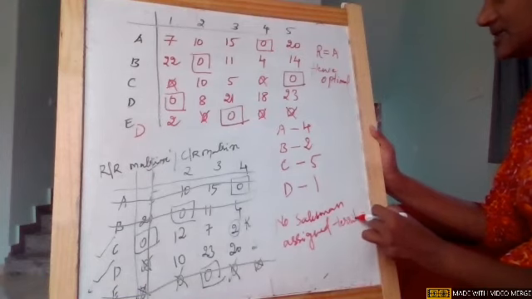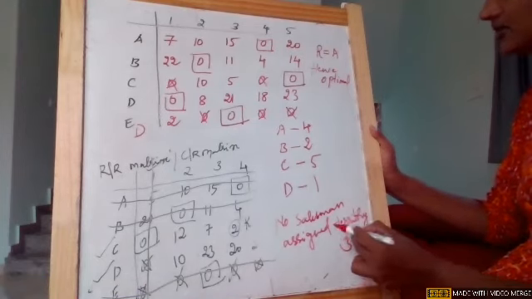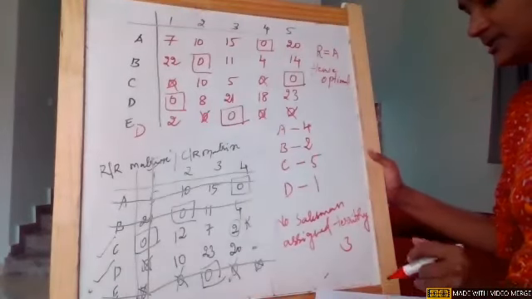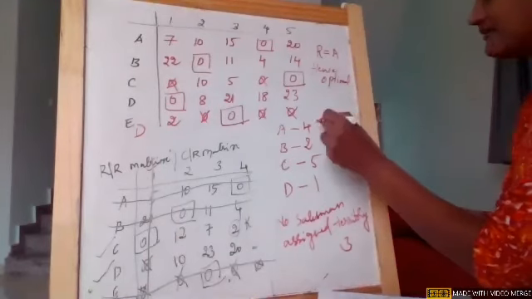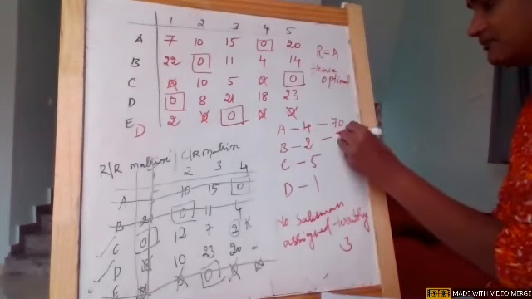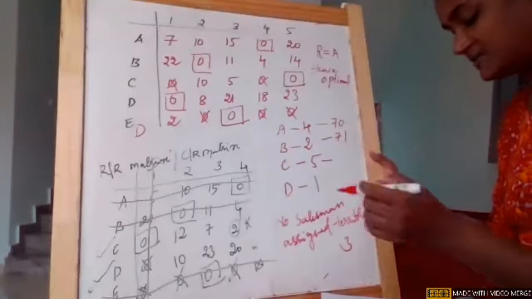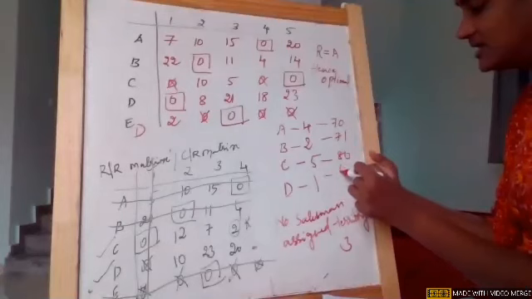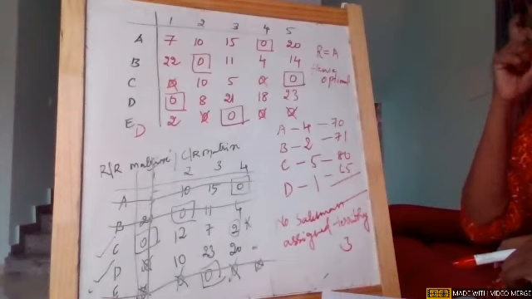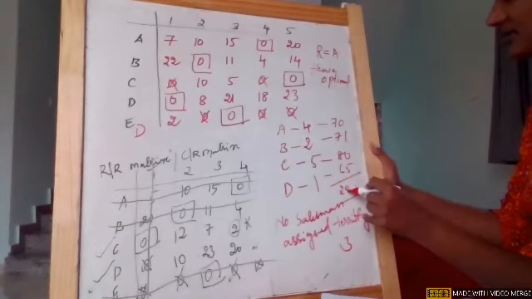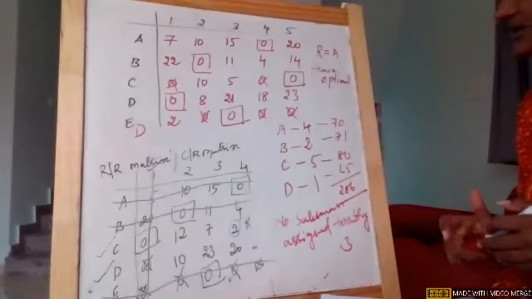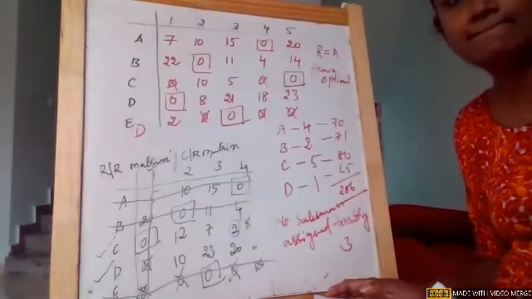Remember that this interpretation is very, very important. No salesman is assigned to territory 3. Now A4, it is 70. B2, as per cost matrix, it is 71. C5, the cost matrix, it is 80, and D1, it is 65. Now total, 286, ma'am. 286. Okay. So this is how we are writing the value. Understood, girls? Is this problem clear?